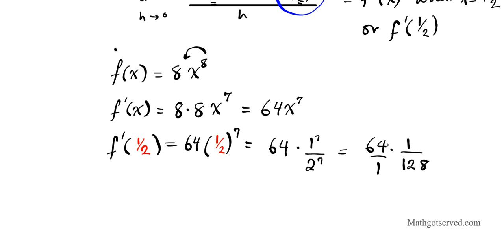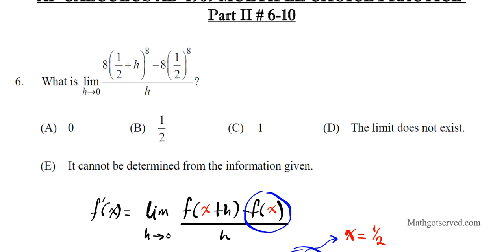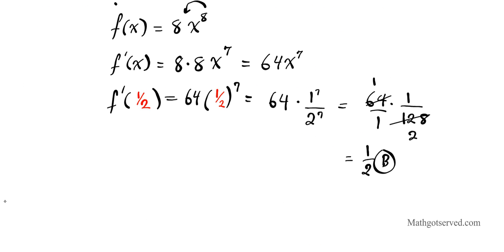64 goes here once, 64 goes here twice. So our final answer is 1/2. All right, which is option B. So let's go up. Option B is 1/2. Okay, so there you have it. It's just basically an application of the limit definition of a derivative.